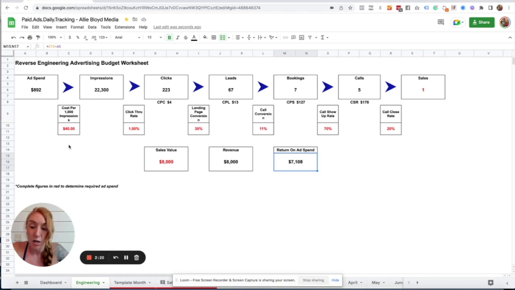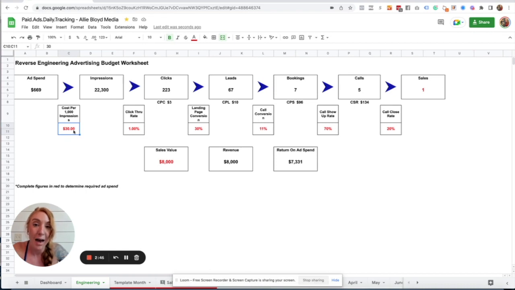Now we're going to look at this cost per thousand. I'm going to decrease this CPM to $30. Pay attention to the numbers in black, because some of those are going to change. And this ad spend went from $892 to $669 just by decreasing my CPM by $10.